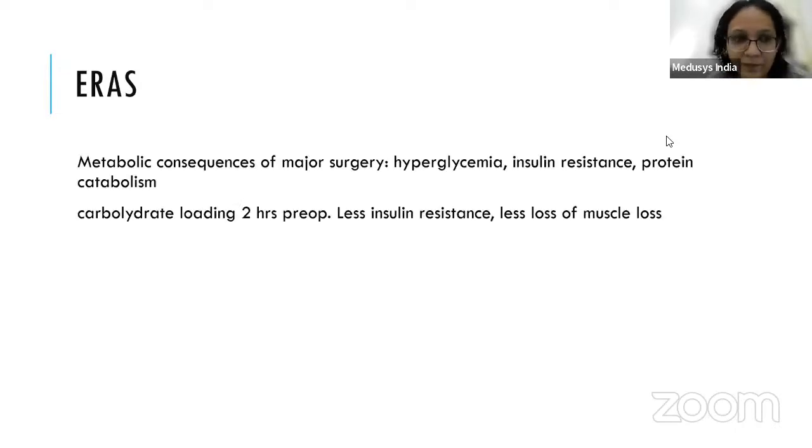The metabolic consequences of major surgery are hyperglycemia, insulin resistance, and protein catabolism. Carbohydrate loading 2 hours preoperatively is said to lead to less insulin resistance and less muscle loss, which leads to better postoperative outcome. So the ERAS protocol in the preoperative period is related to starvation.